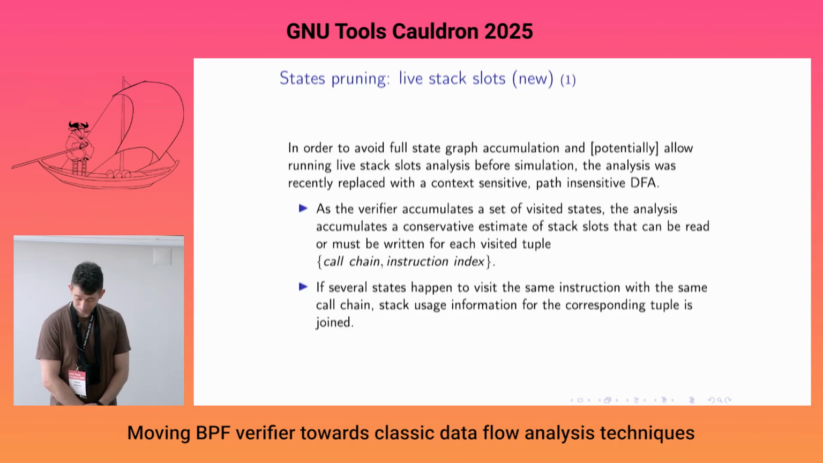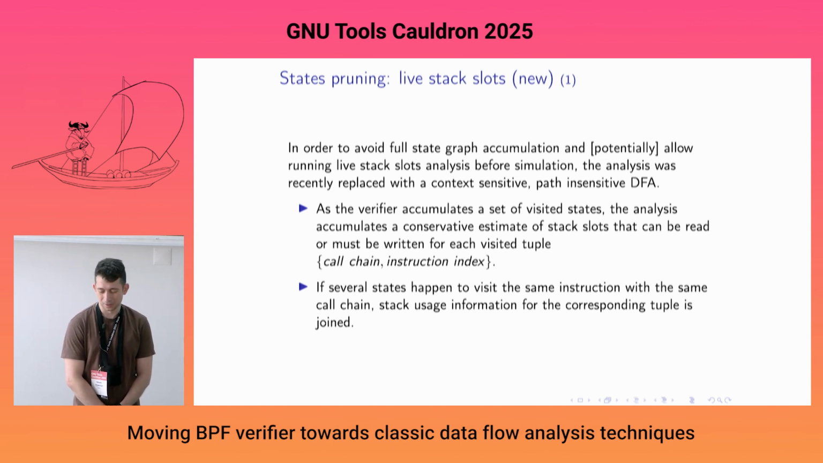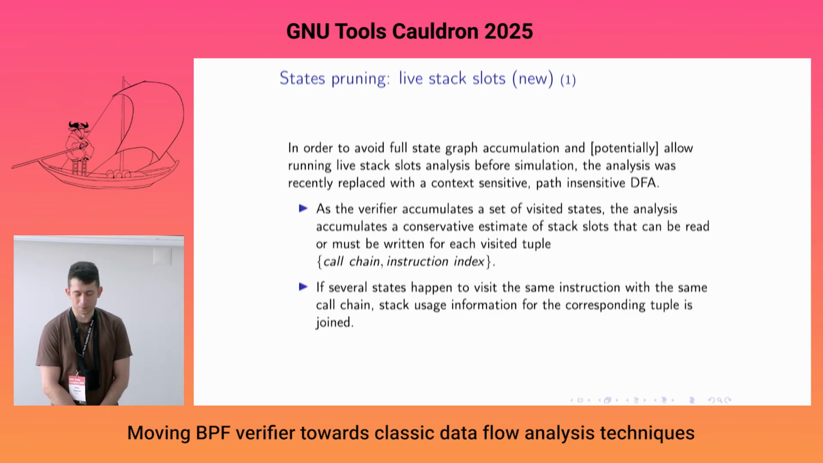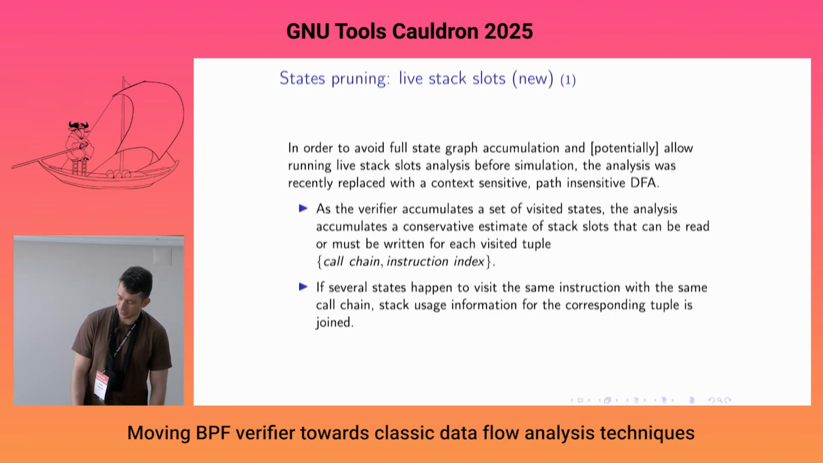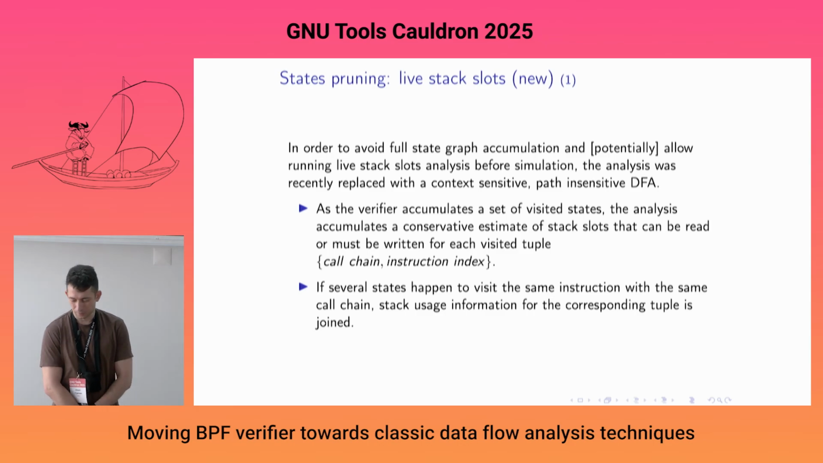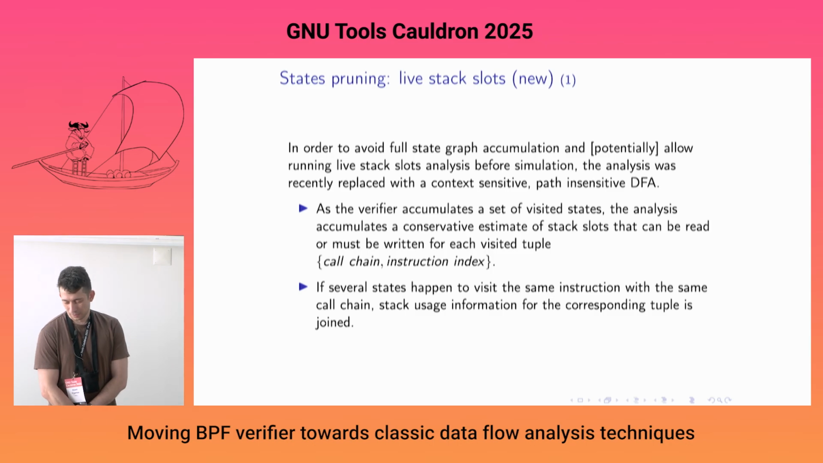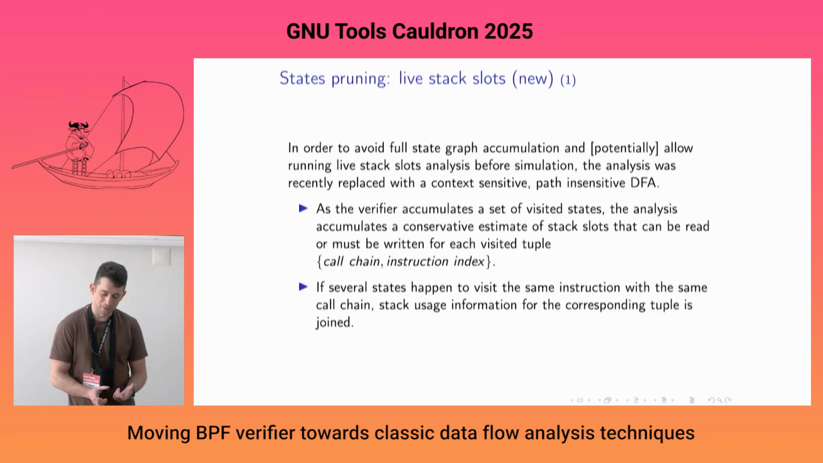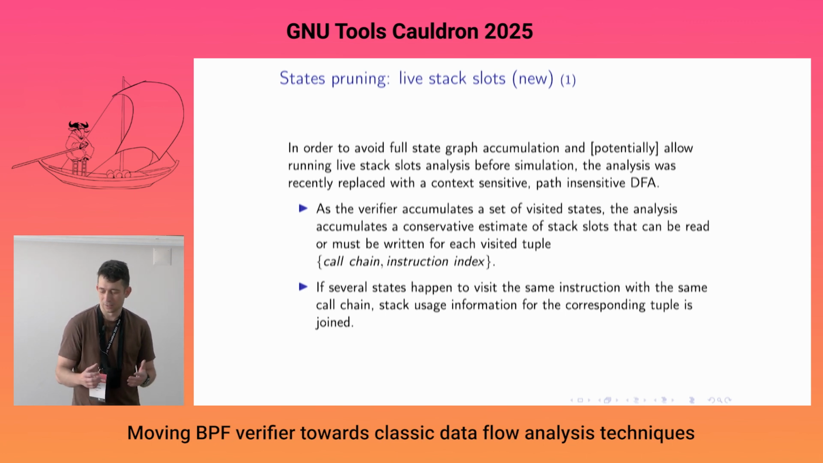So the first thing we are working to get rid of is this state graph accumulation. In order to avoid it, we want to work on the control flow graph. Basically, we recently replaced the before mentioned stack slot liveness mechanism with context-sensitive analysis. But because we still depend on the main simulation path to provide us type information and range information for variables, this context-sensitive analysis is effectively run multiple times.